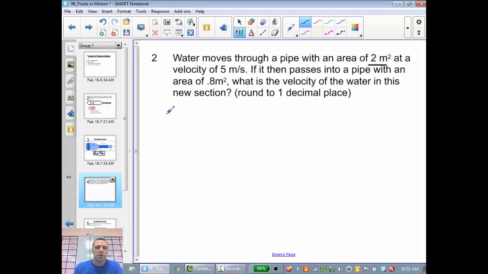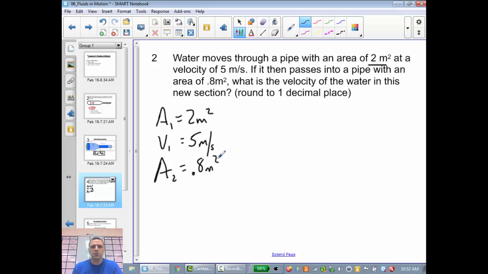So the first pipe has an area of 2 meters squared, and the velocity of the liquid in that is 5 meters per second. The second pipe, the new pipe, has an area of 0.8 meters squared, and we want to find the second velocity. So right away we can see that the area is going down, which hints us to the fact that the velocity should go up.